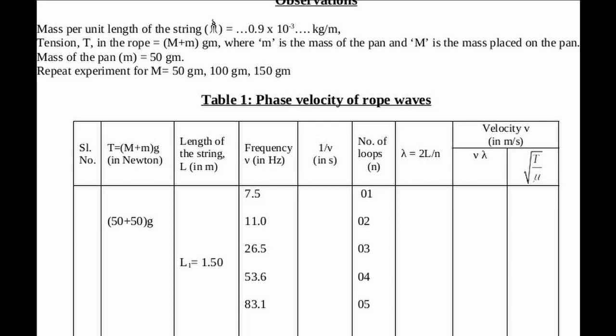And then after having recorded all of these readings, you change the tension in the string. You can put a 100 grams weight and repeat the whole thing, so that the total tension now will be 150 into g. You can also change the length and repeat the entire exercise.